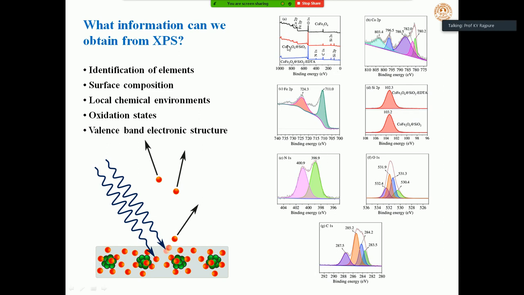This is a survey scan XPS spectra, and these are narrow scan XPS spectra. With the help of the survey scan, you can do qualitative analysis, and with the help of the narrow scan, you can do quantitative analysis. You can find the local chemical environment, the oxidation state, and the valence band electronic structure of the material.